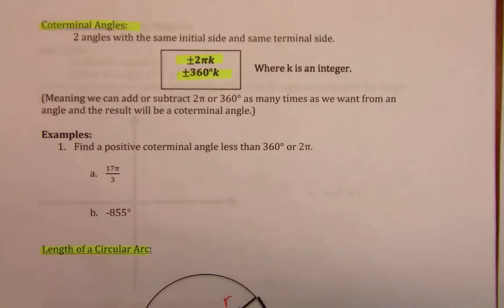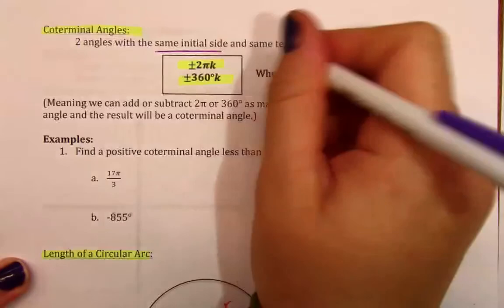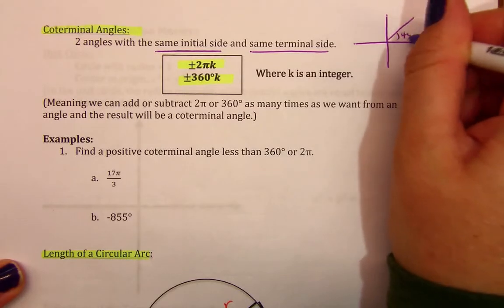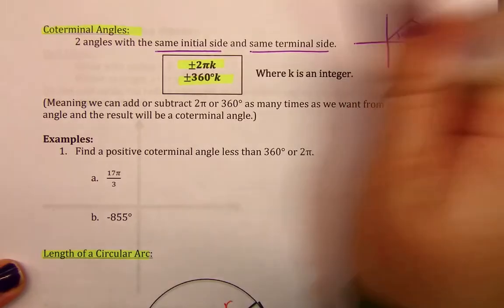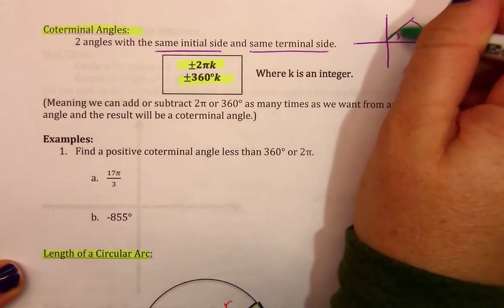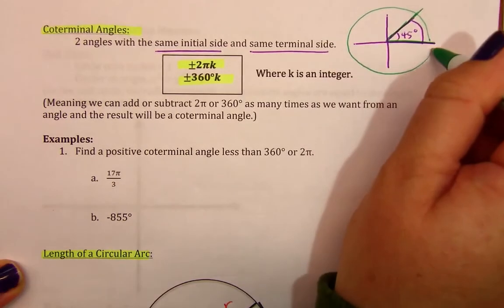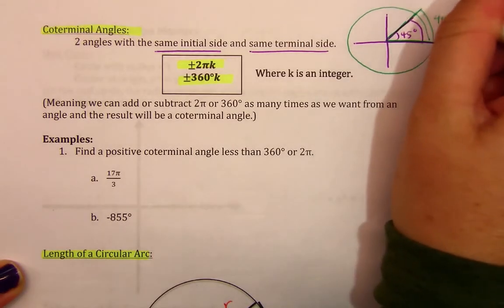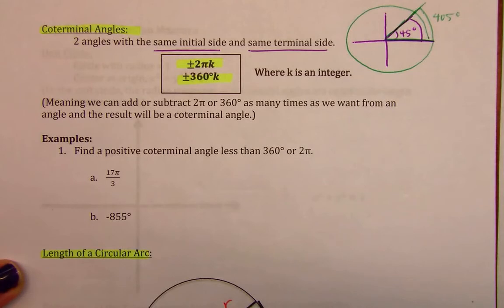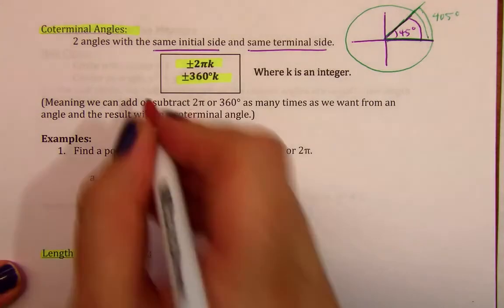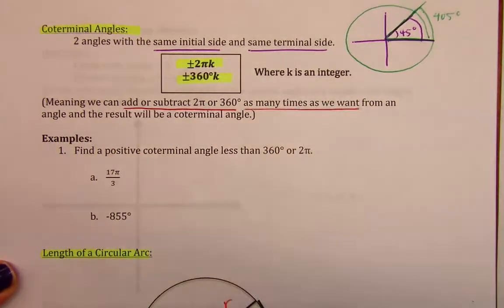And now we can talk about a special type of relationship between angles. Two angles can be coterminal if they have the same initial side and same terminal side. So for example, if I have the angle 45 degrees, that's this angle right here. But if I have another angle that ends at that same spot and starts at that same spot, let's say we'll go all the way around to 360 plus another 45, so that would be 405 degrees. Those are coterminal, same start and same end. Now we can add or subtract 2 pi or 360 as many times as we want from an angle to get a coterminal angle. So let's practice this a little bit.